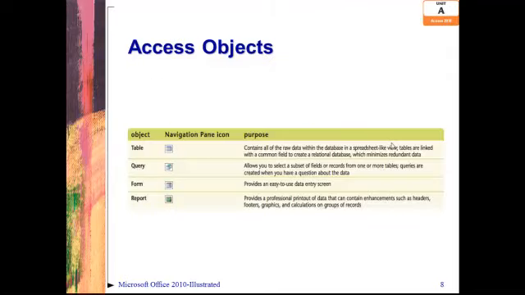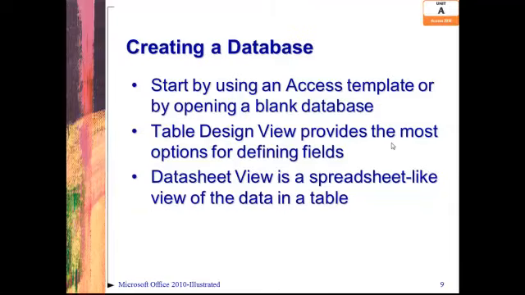And here is another example of Access objects. You're going to be looking at these words: a table, a query, a form, and a report. If you're not familiar with these terms, they are there in your textbook to familiarize yourself with them. So we're going to start by using Access. There's a template, and also opening a blank database.